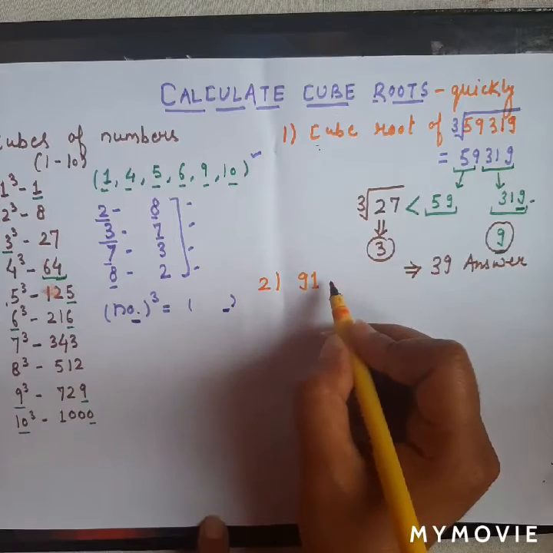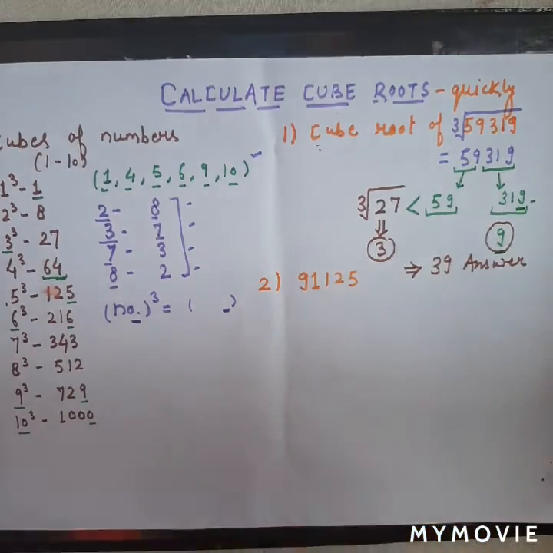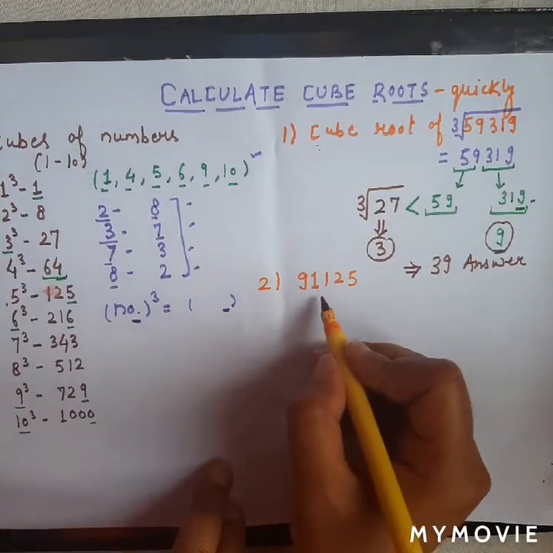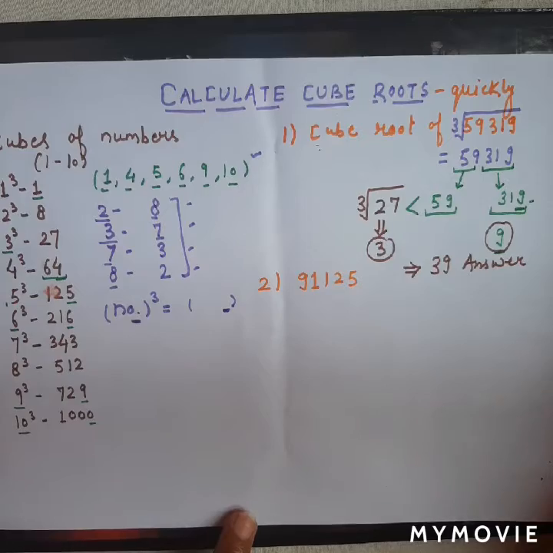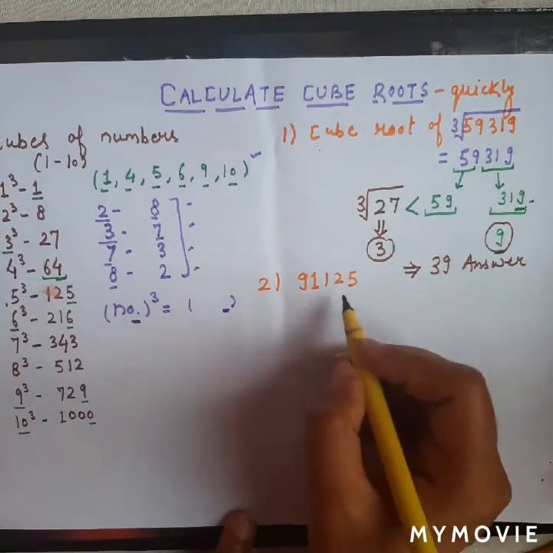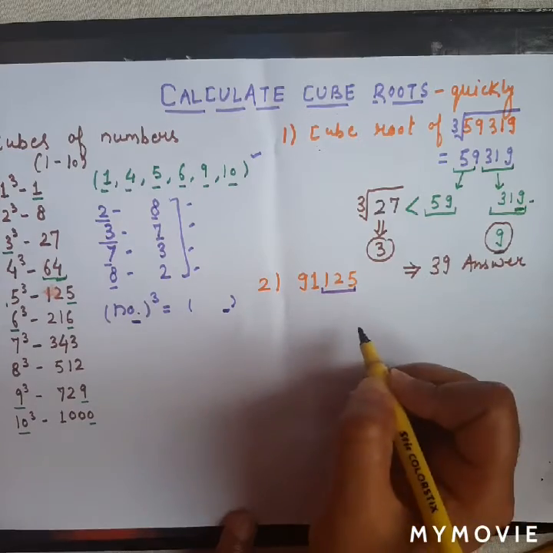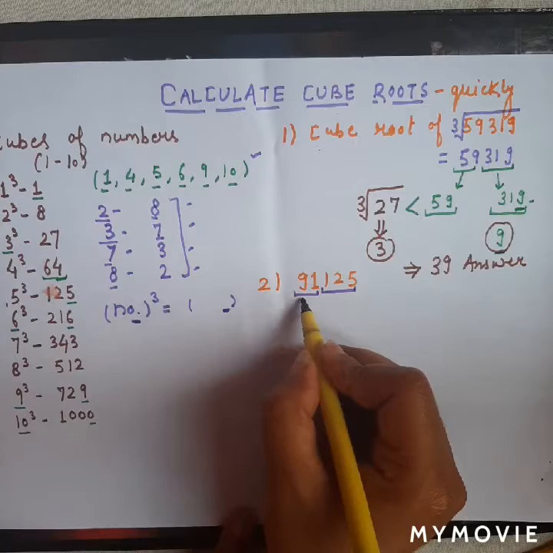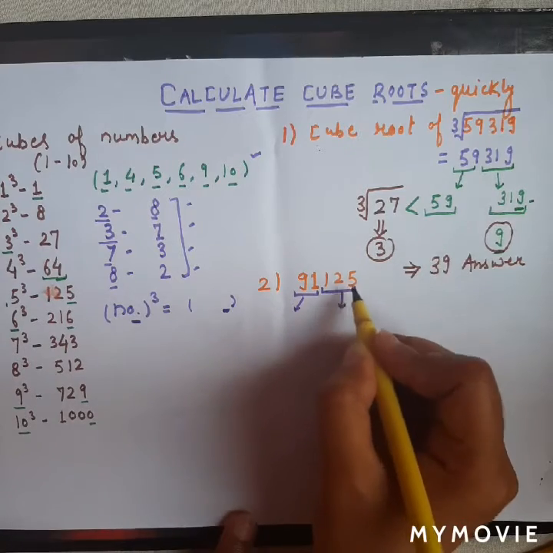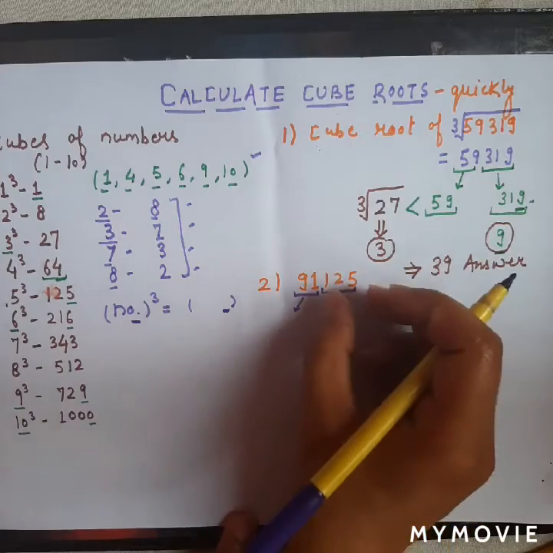91125. Fine. So again we have to find out the cube root of this number. In order to find out the cube root of this number, the first step is just to separate 3 numbers from the right side and the remaining numbers from the left side. So separate this, and firstly we have to find out the unit digit of this portion.